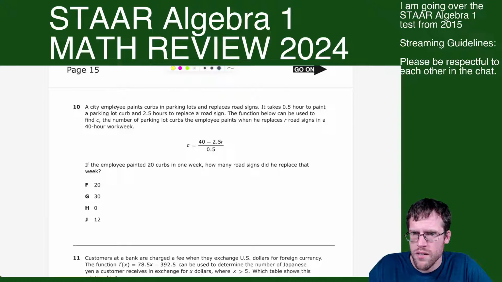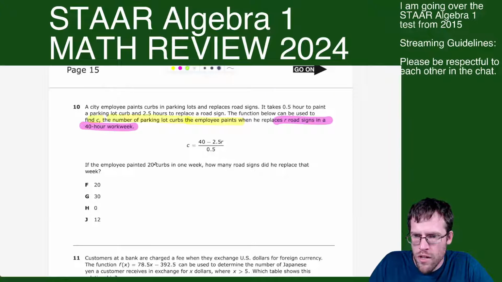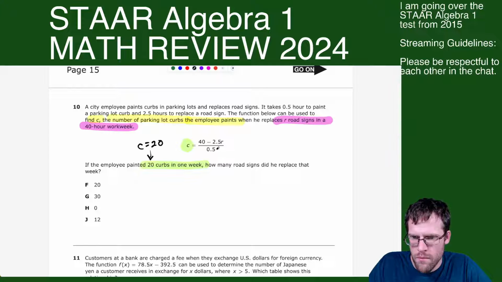So this is an important detail here. C is the number of parking lot curbs the employee paints when he replaces R, the number of road signs, in a 40-hour work week. So here we go, supporting detail here. If the employee painted 20 curbs in 1 week, now remember, they told us C is the number of parking lot curbs. So C is here. If the employee painted 20 curbs in 1 week, how many road signs did he replace that week? So really all they're saying is, hey, C is equal to 20, plug in and solve for R.